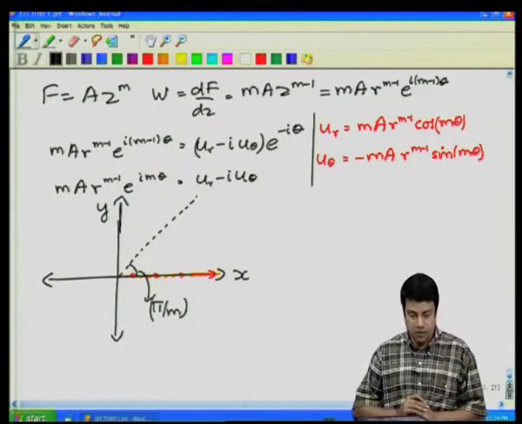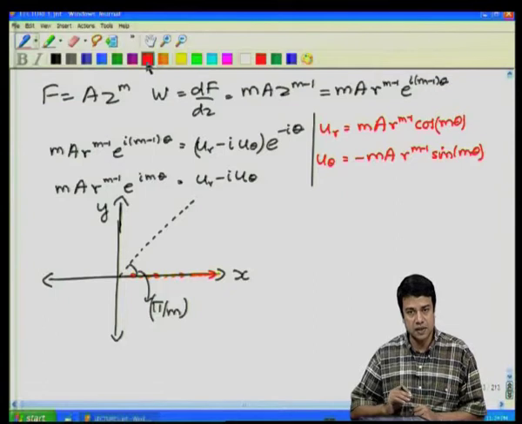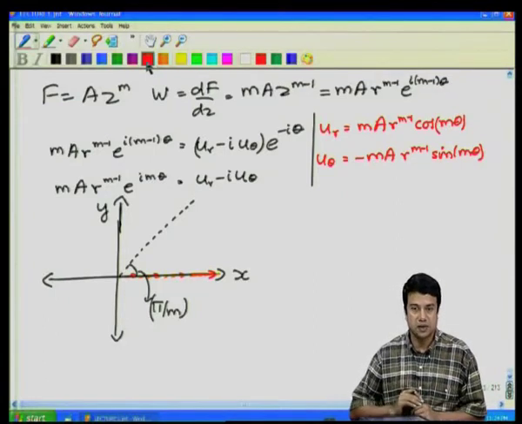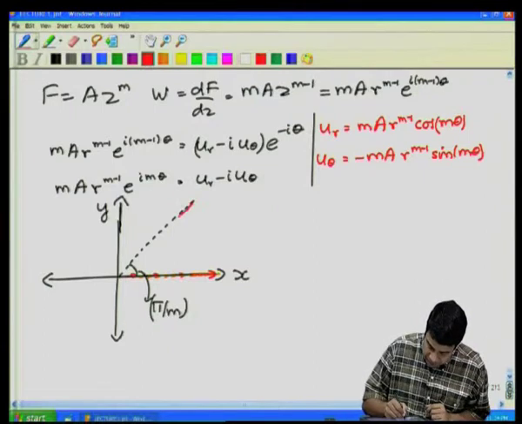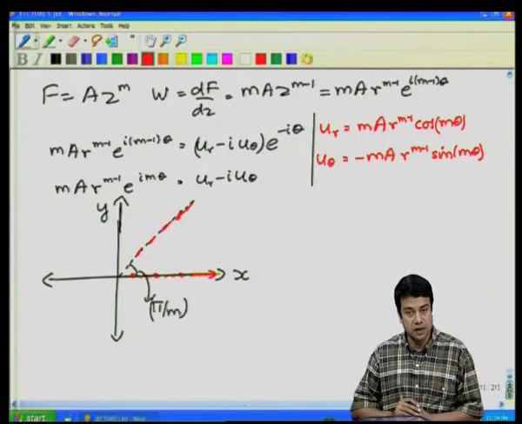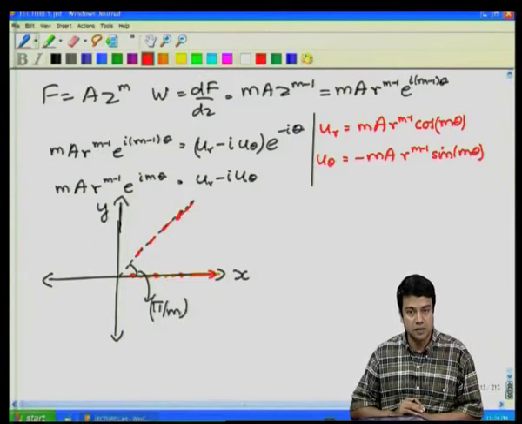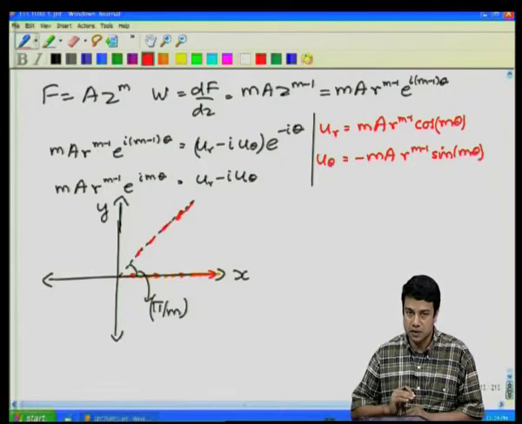So, along this axis, once again you have a velocity that is radial to the axis, but it is radially inward, because when the angle is pi by m, cos of m theta is equal to minus 1. Once again, the magnitude of that velocity increases as you go further out, as r power m minus 1. So, along the axis pi by m, you have radially inward, and along the axis 0, you have radially outward.